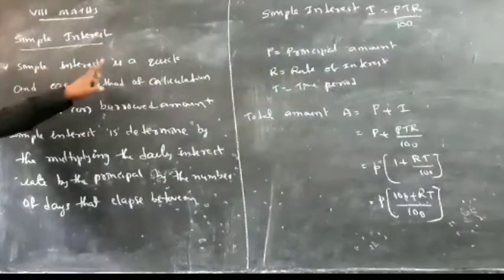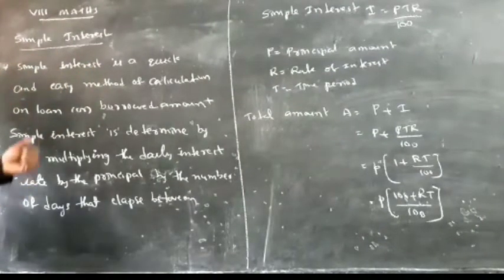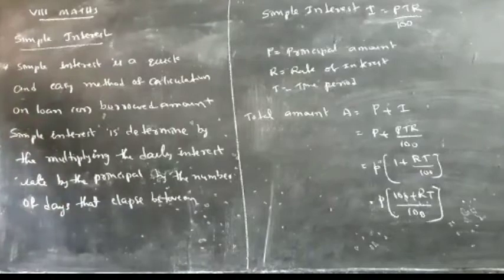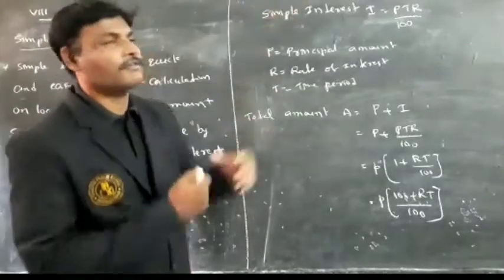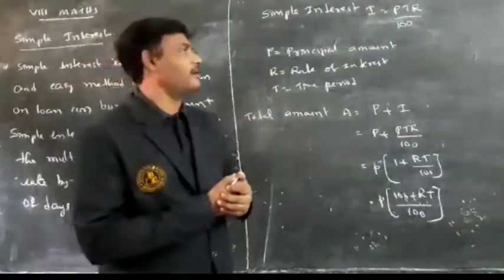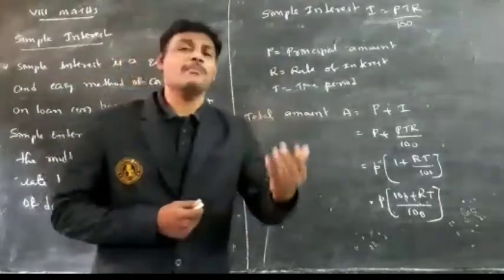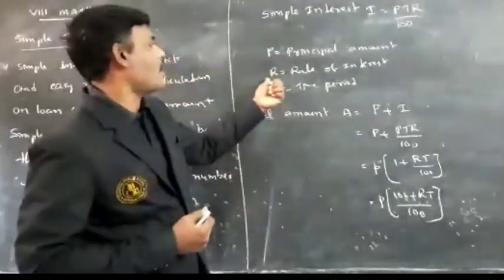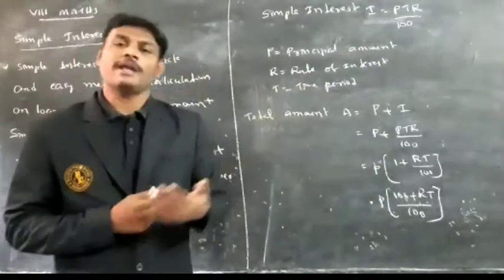Simple interest is a quick and easy method of calculation on a loan or borrowed amount. So, what is the formula to find the simple interest? I is equal to PTR by 100. What is the meaning of P? P is nothing but principal amount or borrowed amount. R is equal to rate of interest and T is equal to time period.